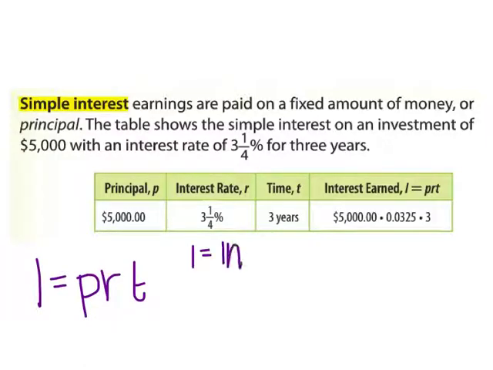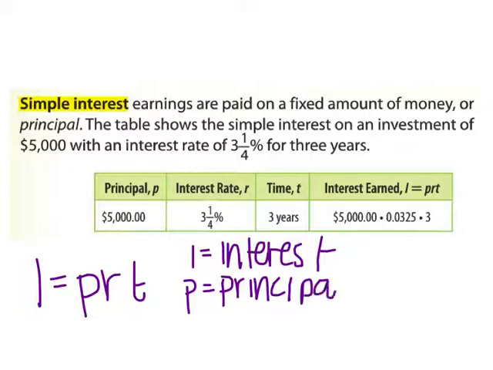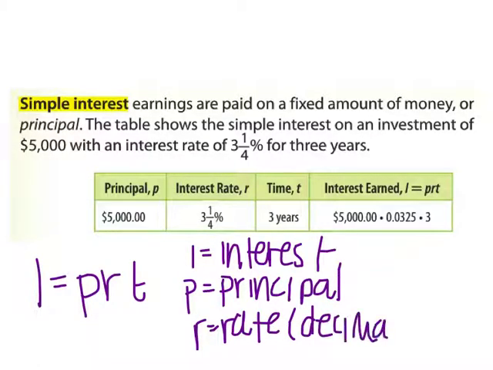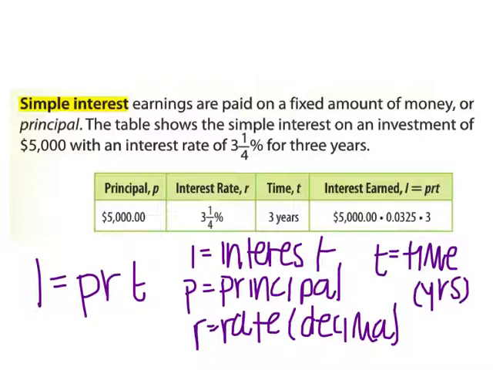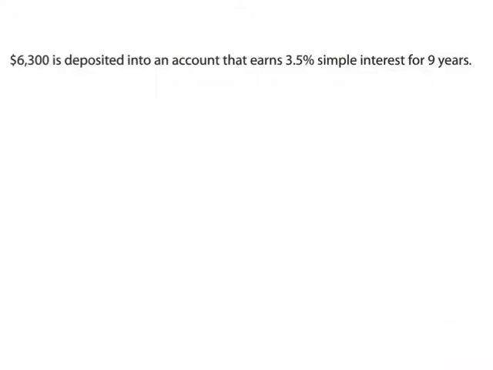I is interest. P is principal. That's what you start off with. R is rate, the interest rate in decimal. And T is time, and this is in years. Those have to be in decimal and years or the formula will not work.